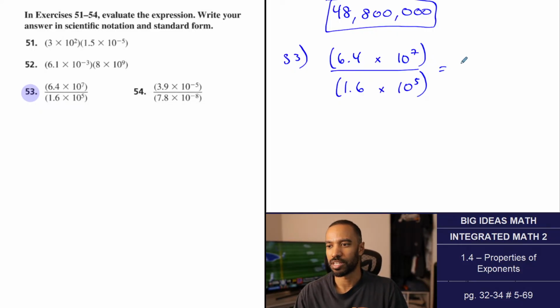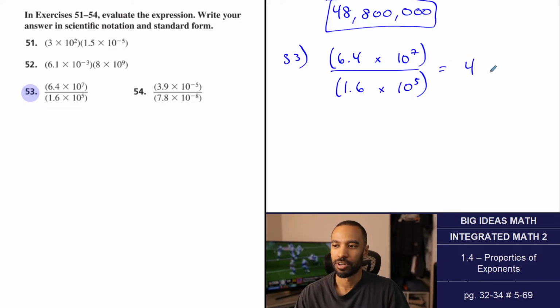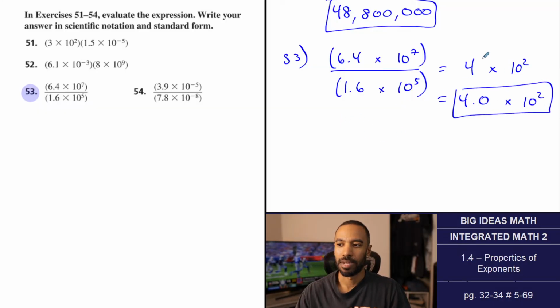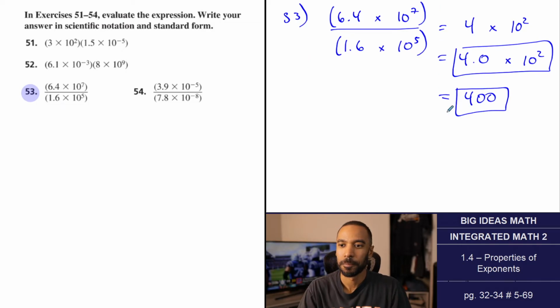6.4 over 1.6 stands out to me as 64 over 16, which is 4. So that's 4 times 10 squared. That's kind of scientific notation. I don't know if they need the decimal. 4.0 times 10 squared. Either or, you're pretty good. Now, 4 times 10 squared is 4 times 100, which is 400. So scientific standard. I hope that's standard.